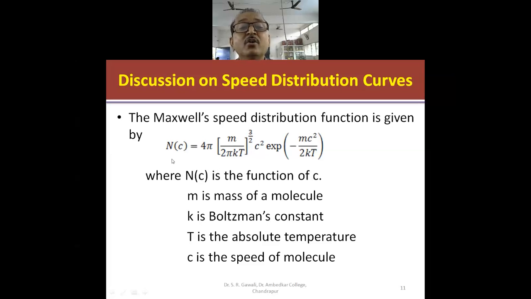Okay. Here I have taken this Maxwell speed distribution function directly, because the derivation of the expression is very lengthy and it is not important from the examination point of view. So, only this speed distribution function is required for explaining the further topic.